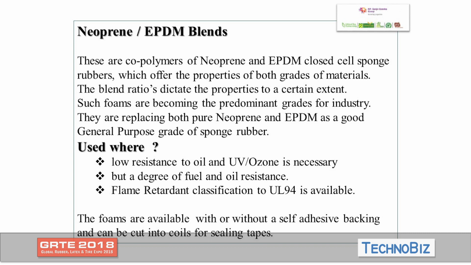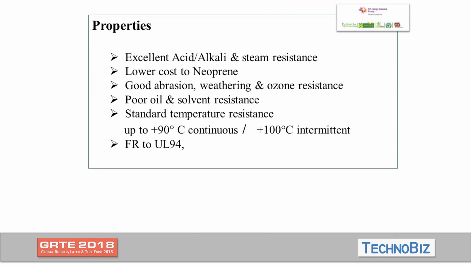Now, a grade is available where neoprene and EPDM are blended. You get the advantages of both rubbers in one. This is also UL approved for fire retardant properties. It has very good UV and ozone resistance, and a reasonably good degree of fuel and oil resistance. These are the highlights of the properties of this blend.